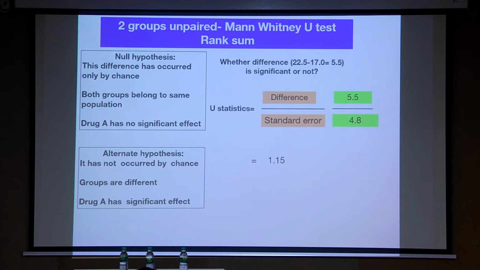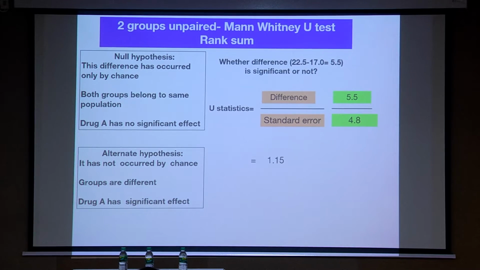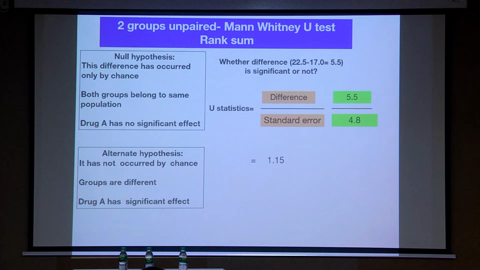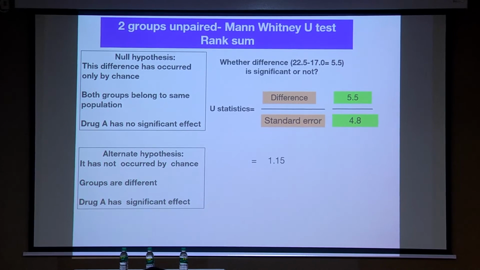Please note down: when the calculated value is less than the critical value in the table, the null hypothesis is accepted. So the table value is 2, and our value is 1.15. When our value is less than the table value, the null hypothesis is accepted. The null hypothesis being accepted means there is no statistically significant difference between the drug group and the control group. This is the interpretation of the Mann-Whitney test.